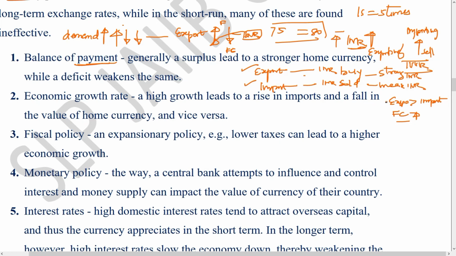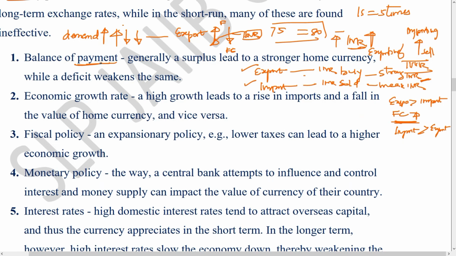So if you are doing more export, INR will be strong, and we are having more foreign currency also, since they are buying with foreign currency. If you are doing more import than your export, then your foreign currency is depleting. The foreign currency is decreasing from your hand, from India, so our currency also gets weakened. So export means more foreign currency, import means lesser foreign currency.